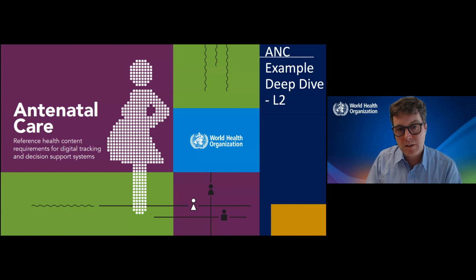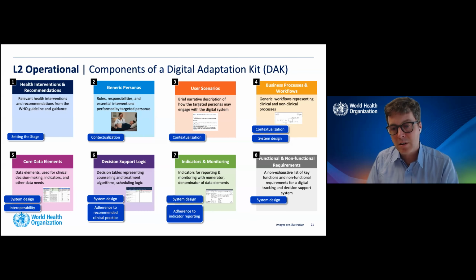L2, which is the Smart Guidelines Layer 2. And within each of the Smart Guidelines Layer 2, or we call these digital adaptation kits, there are 8 areas. The specific health interventions, who are the users of a software system, what are the common scenarios of use, what are the expected business processes and workflows that you'll see, what are the core data elements that should be represented in any software, facilitate and augment and reinforce good clinical practice, what are the indicators that may need to be calculated from the minimum data sets, and then what are the functional and non-functional requirements for building a software system.